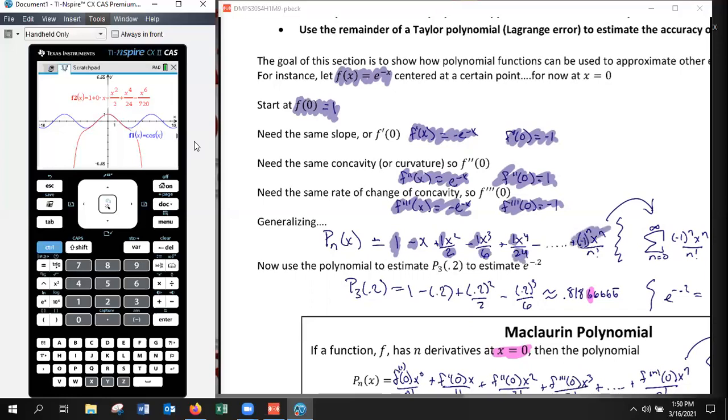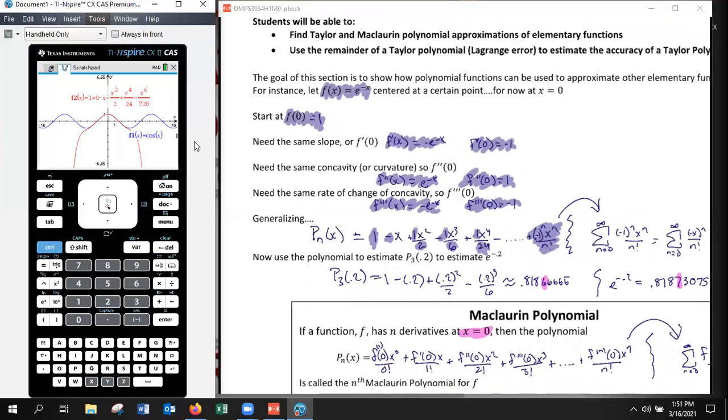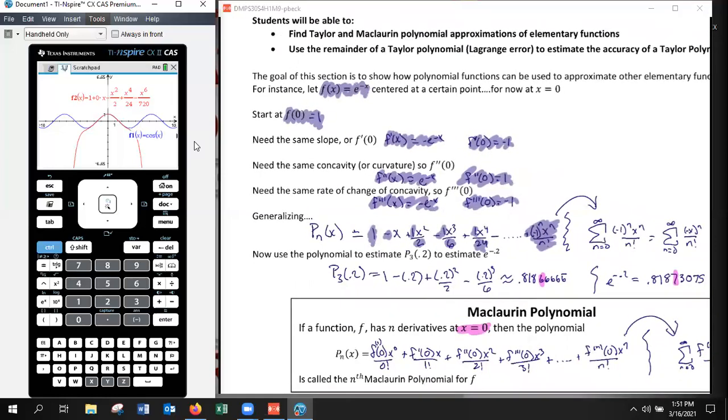And I like to generalize the rule right now because that's going to be really important as we work in the next couple sections also. So this is really going to be the sum from n equals 0 to infinity of negative 1 to the n times x to the n over n factorial. That's not going to be the highlight of this section right now, but it's good for us to keep that in mind.